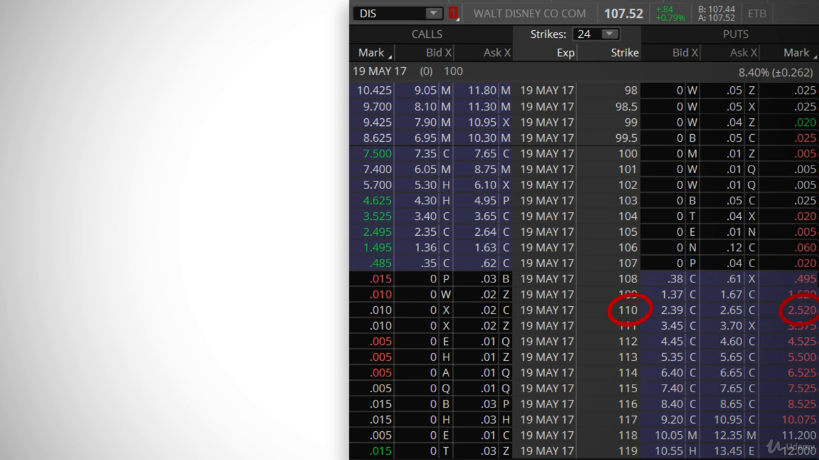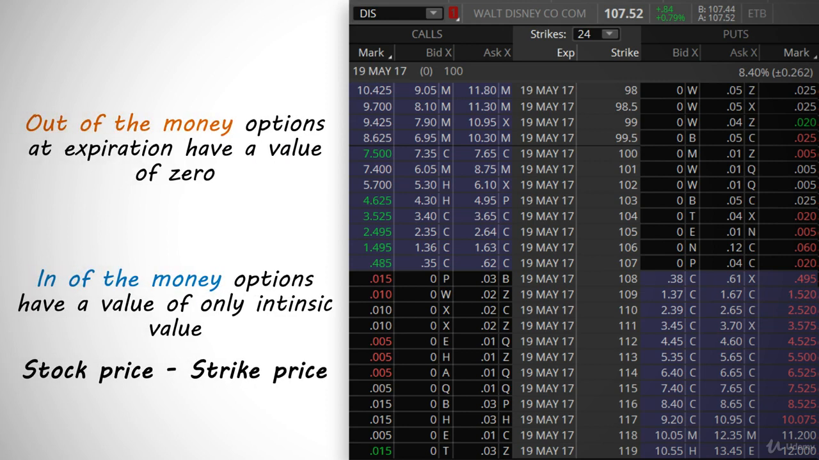Remember this, because owners of these puts will be allowed to sell stock at a price of $110, with the stock's real value at $107.52. This means there is $2.48 of intrinsic value, and that is the only value these puts have, as they have just expired. So, just to review, out-of-the-money options, once they expire, have a value of zero. In-the-money options have a value of only their intrinsic value, which is calculated by taking the difference between the stock price and the strike price.